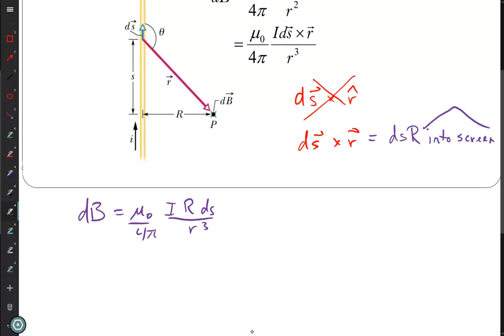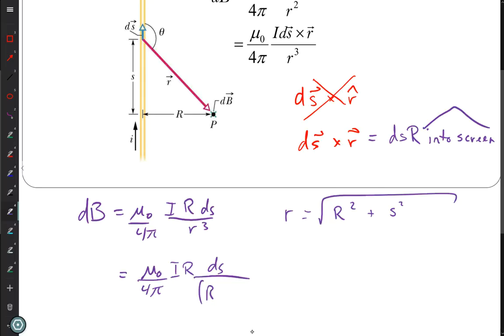So that means I need to put R in terms of S. So we know that R is equal to the square root of capital R squared plus lowercase s squared. And so I can put this in mu naught over 4 pi I capital R ds over R squared plus s squared to the 3/2 power. And then I have to integrate that.